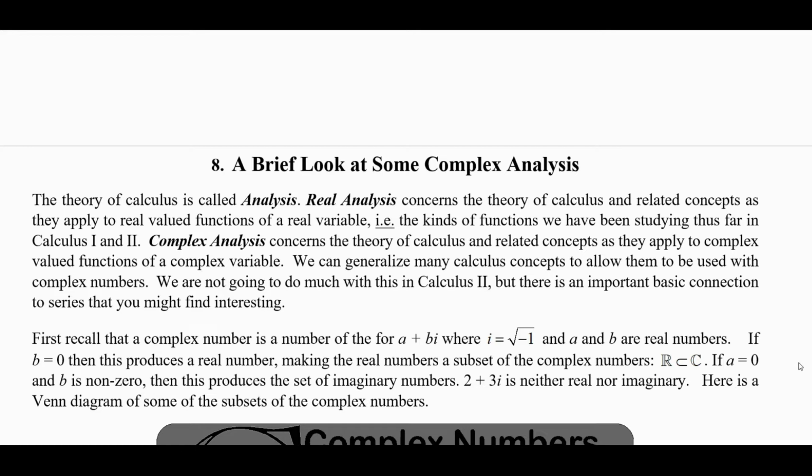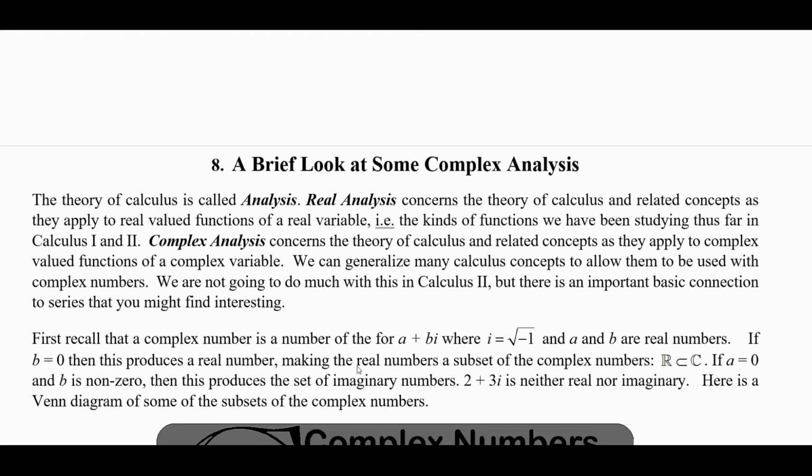Complex analysis concerns the theory of calculus and related concepts as they apply to complex valued functions of a complex variable. We can generalize many calculus concepts to allow them to be used with complex numbers. And we're not going to do much with this in Calculus 2, but there is an important basic connection to series that you might find interesting.